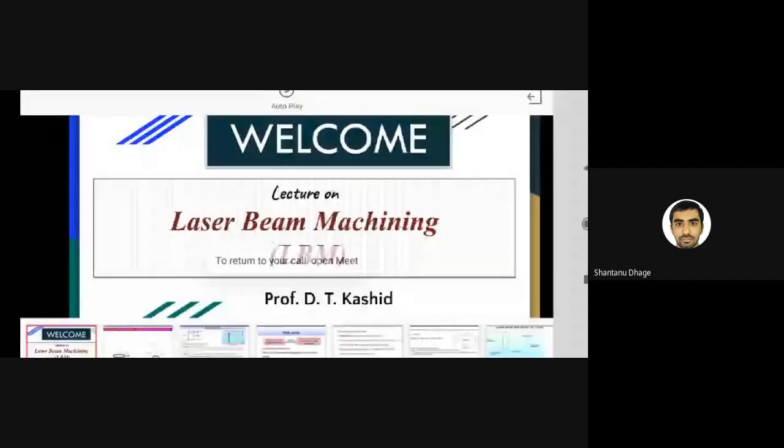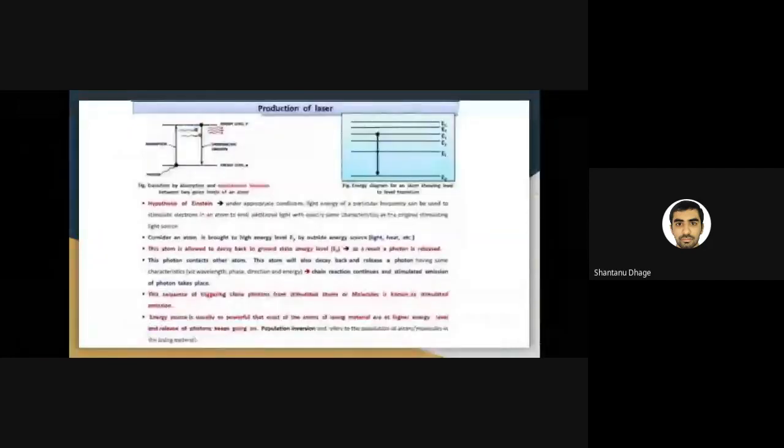Now, before going to another point of laser beam machining, we should know how the laser is produced. So, production of laser. The question arises: how do we produce a laser? As per the hypothesis of Einstein, I will tell you.